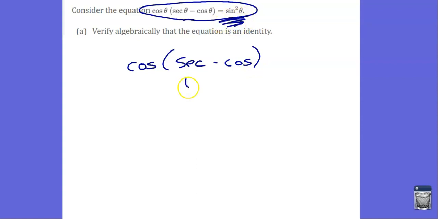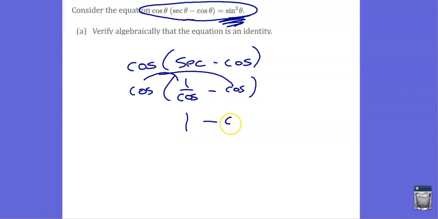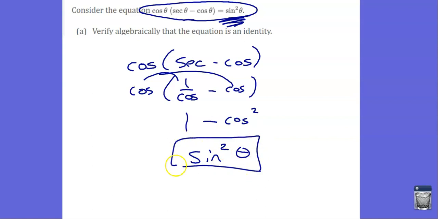Well, first thing you should notice is secant is 1 over cosine. And then if we use the distributive property, so cosine times 1 over cosine is just cosine over cosine, which is 1. And then cosine times cosine is cosine squared. And 1 minus cosine squared is actually sine squared. So notice it was quite simple just to be able to prove that the left side does equal the right side.